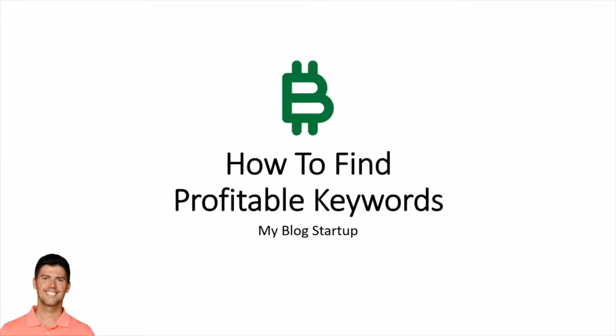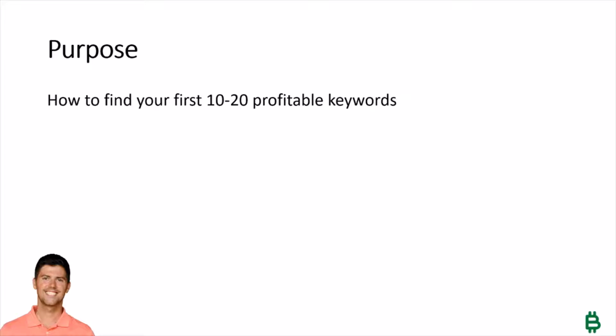In this video, we're going to talk about how to find profitable keywords. So piggybacking off our last video where we found a profitable niche, now we want to find profitable keywords within that niche. And we want to find about 10 to 20 keywords to start off with because we're going to build our entire content strategy for our blog around these keywords. And it's going to enable us to focus where we need to focus, create content where we need to create content, and build traffic with those keywords as quickly as possible.